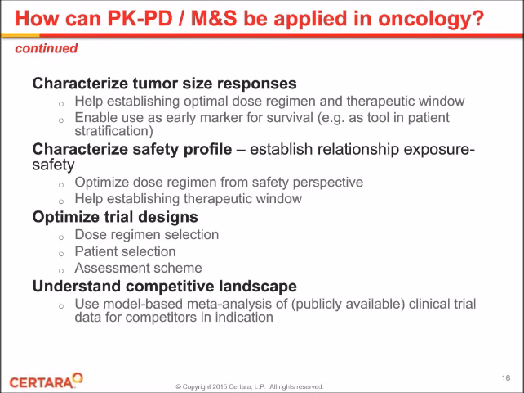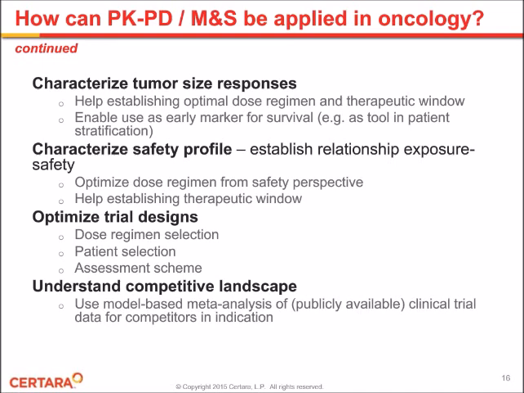Furthermore, of course, on the other side there is the safety profile. So establishing exposure-response relationships for safety will also help optimize your dose regimen from that perspective and help, together with the efficacy data, help establish a therapeutic window. And altogether, these models can be used in the optimization of trial designs as we are used to in other indications, looking at different elements of trial designs.